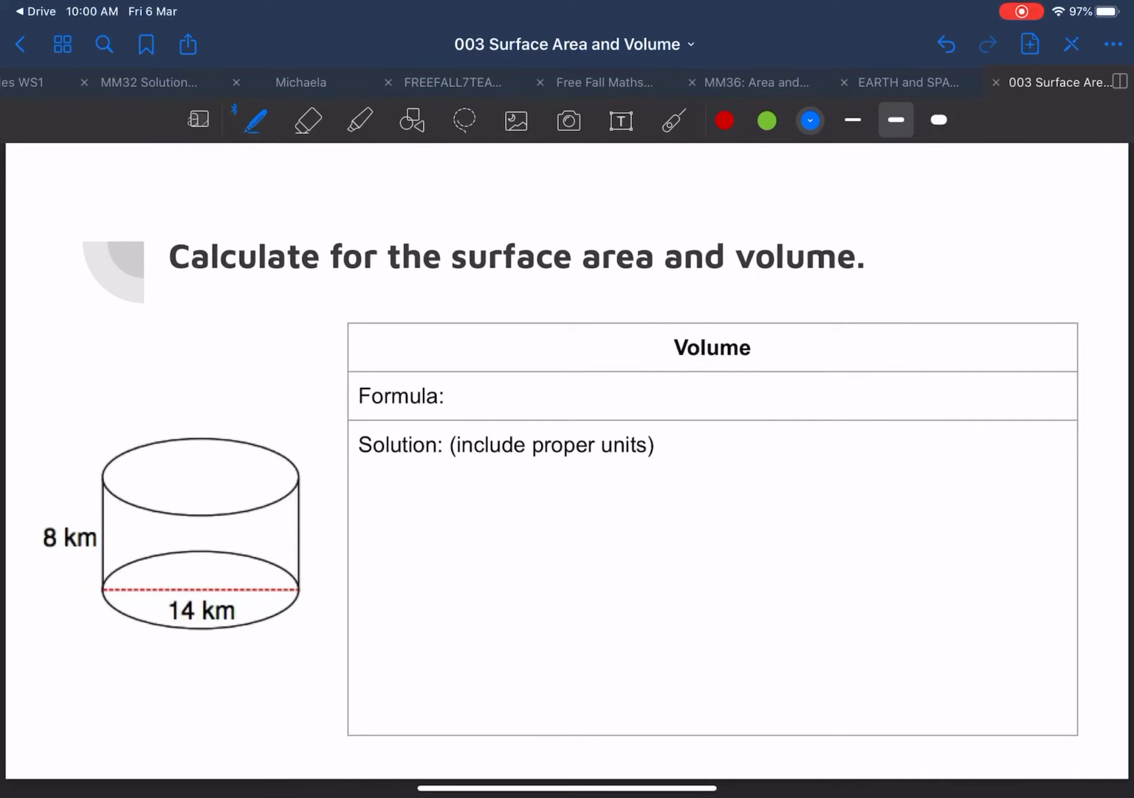This is the same problem that we used for surface area. Now let's calculate for volume, okay? So let's look at the formula. The formula for volume is pi r squared times height: the area of the circle times the height of the cylinder. If you look over here, we can already take the information and solve by substitution. So this is equal to pi, which is 3.14. Let me put the equal sign lower.